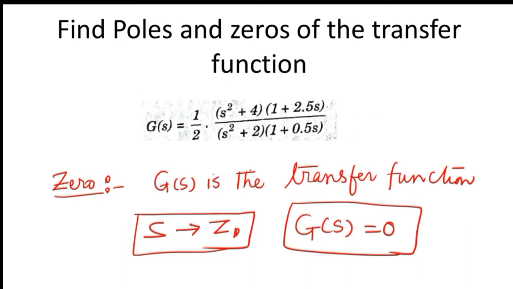So, a zero of the transfer function is the value of S at which the magnitude of the transfer function equals 0.